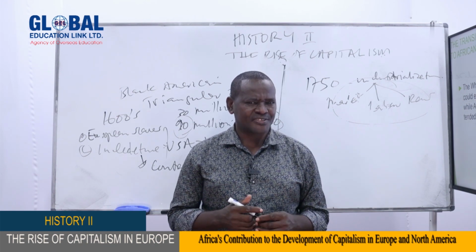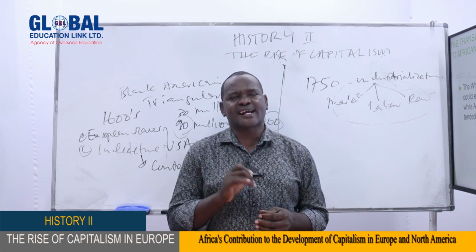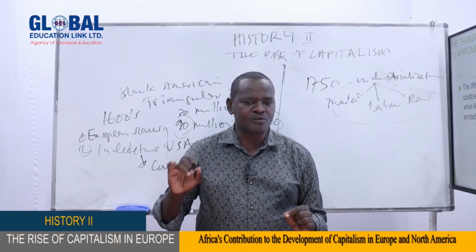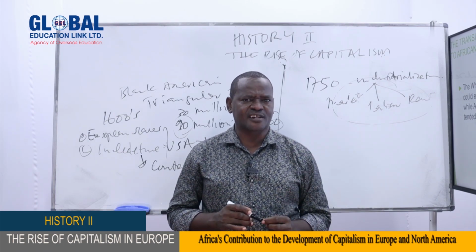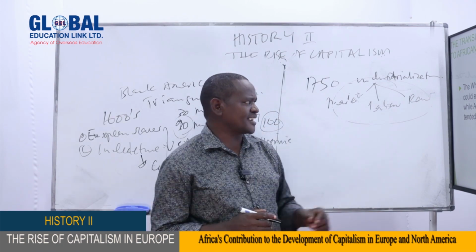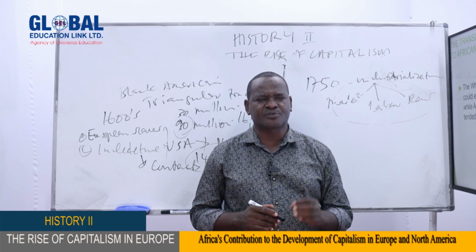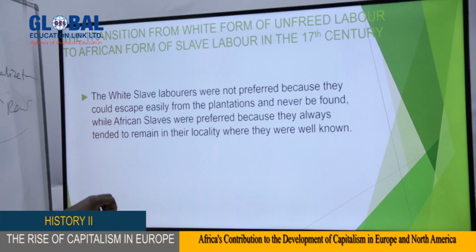But what about the black people? The black people are different, because the moment they arrived in America, they were declared slaves for life. That means they were slaves by birth. So whenever a black man or woman moved, one would know that this is a slave on the run, a slave who is running away. So it was easy for black people to be arrested and taken back to the owners. For that reason, they preferred to use African slaves over European slaves, because African slaves always tended to remain in their locality. They could not move from one place to another the way Europeans could. So this is why there was a shift from using European slaves to the use of African slaves.